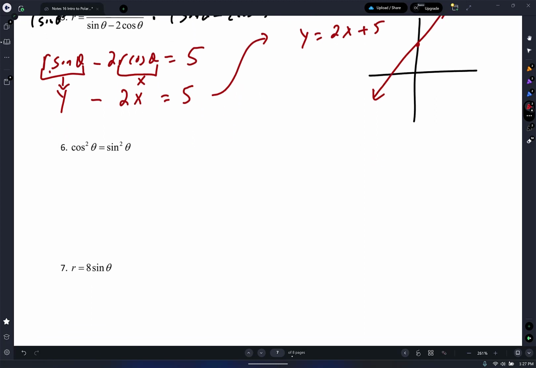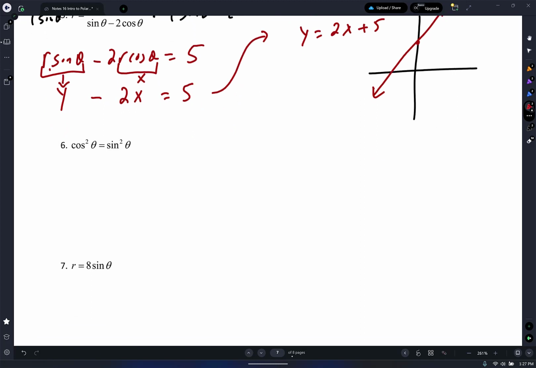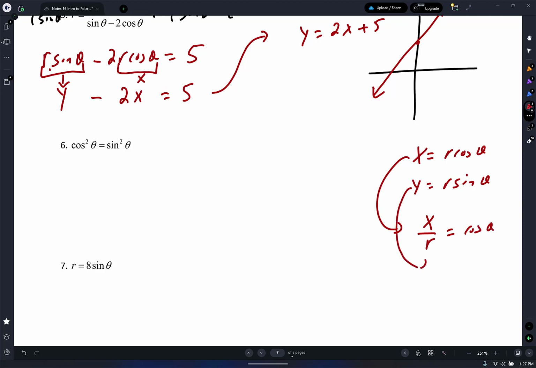Okay, cosine squared equals sine squared. So again, we just have x equals r cosine theta and y equals r sine theta. Cosine theta is done by doing x over r equals cosine theta. And the same thing for the y. Y is done by y over r equals sine theta. So I'm just going to substitute. Remember that means this, cosine squared equals sine squared.